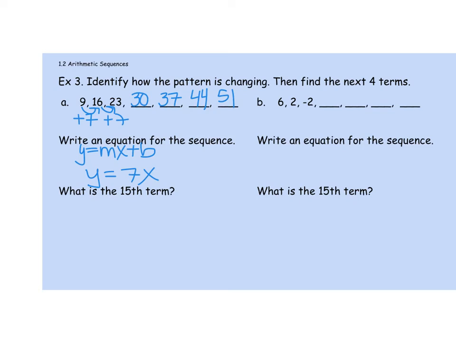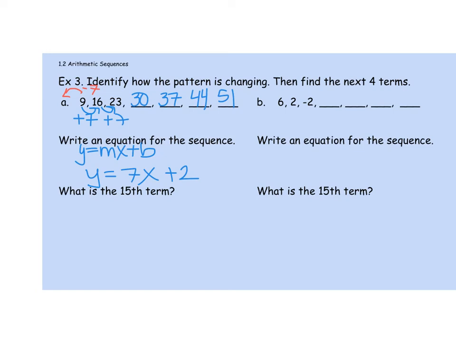No, it's not 9. We have to go back. Remember that. So you're adding 7 going to the right. We're going to subtract 7 going to the left. So my y-intercept is 9 minus 7, which is 2. Okay. So you're always going backwards to find that y-intercept.